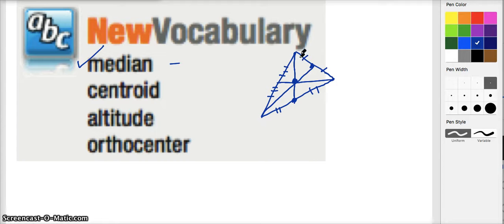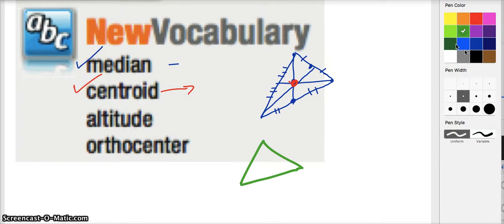It's a segment that goes from one vertex to the midpoint of the opposite side of a triangle, and a triangle has three medians. The centroid is the point of concurrency of the medians. So the centroid is where all of these segments intersect. That's our centroid. So next we'll use this triangle to discuss the altitude.